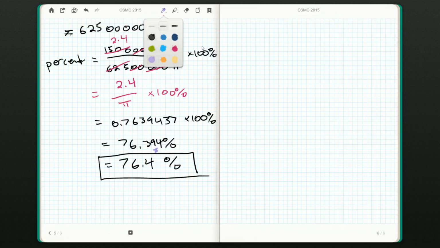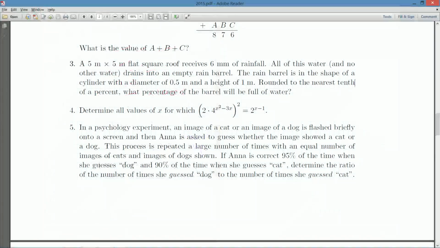I'll just make a little note of this. Round up. Okay. But that's going to be our final answer. 76.4% is basically how much rainfall is filling up this rain barrel that we've got here.